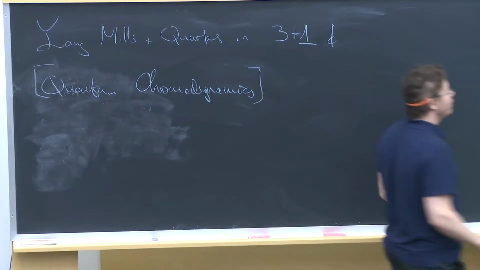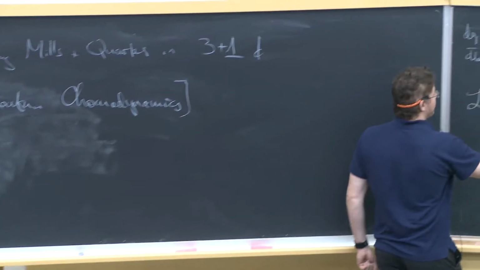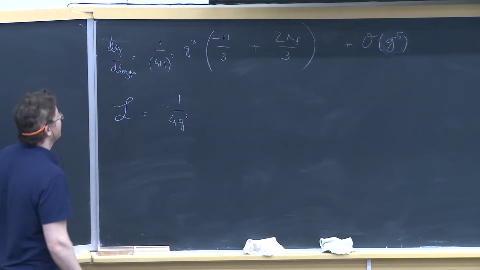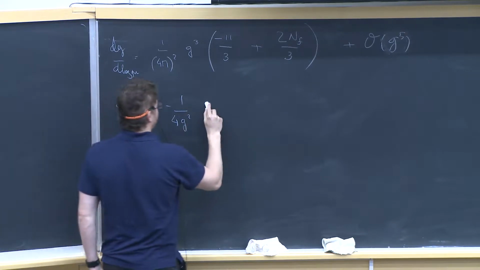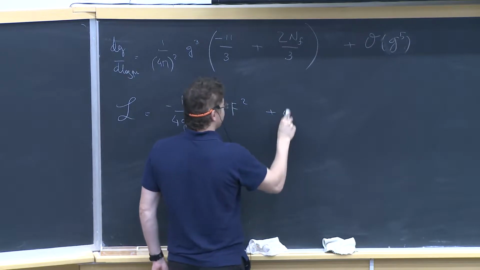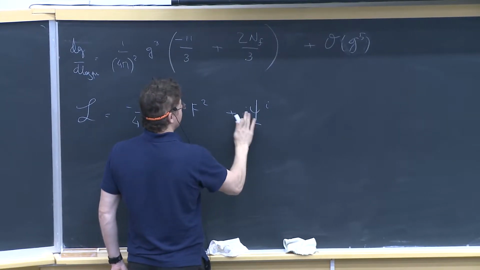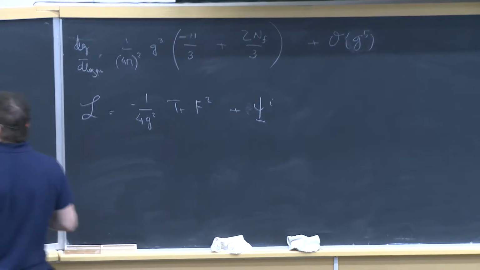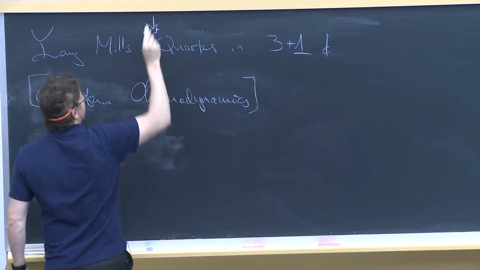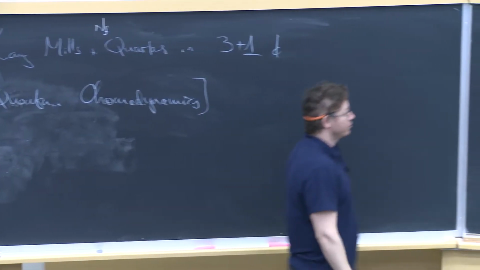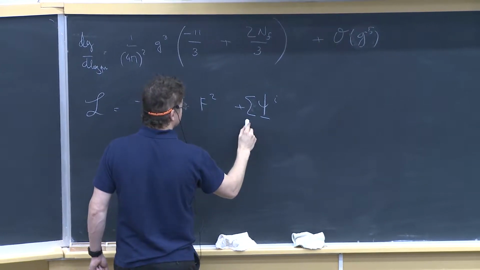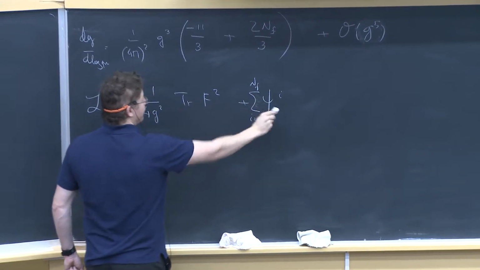So let me define the theory. So the Lagrangian is, as usual, -1/4g², where g is the Yang-Mills coupling, times a trace of F². And then there are the fermions. So I'm going to assume that there are NF fermions, so NF quarks, in the fundamental representation plus anti-fundamental representation. So we have NF quarks.